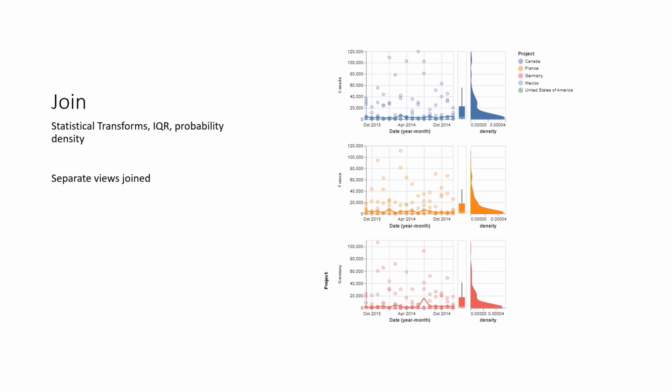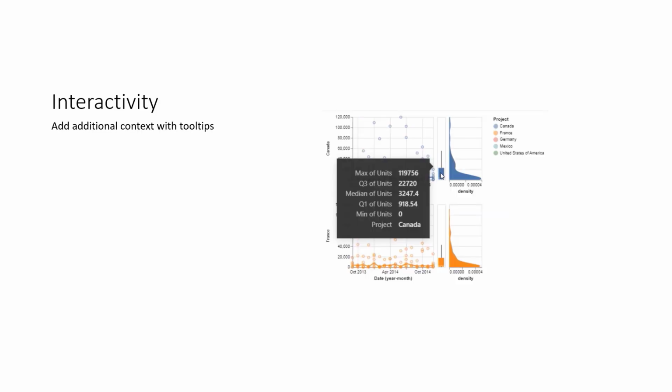I might also want to do some more statistical transforms and look at things like interquartile ranges or probability density. I'll represent those visually and perhaps join them onto subplots, so for easy contrast. I won't do much in the way of interactivity, except perhaps add additional context with tooltips.